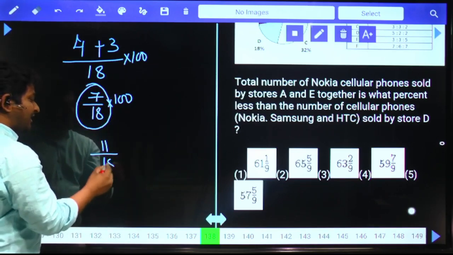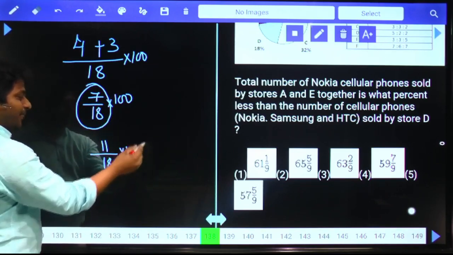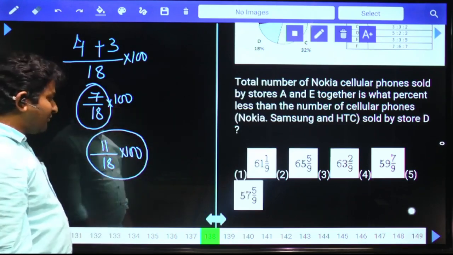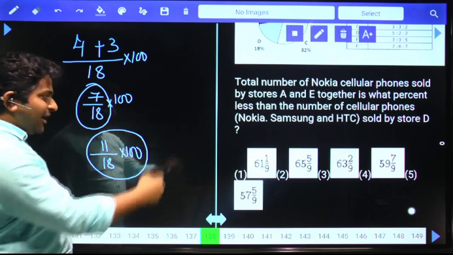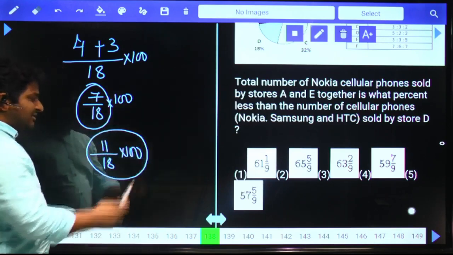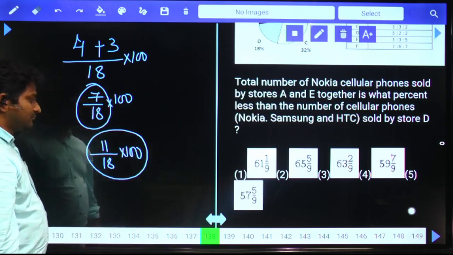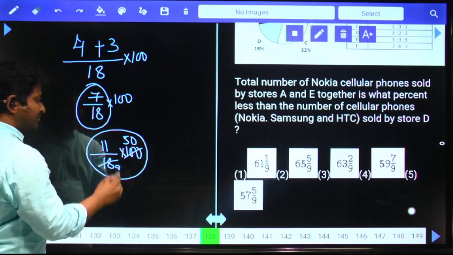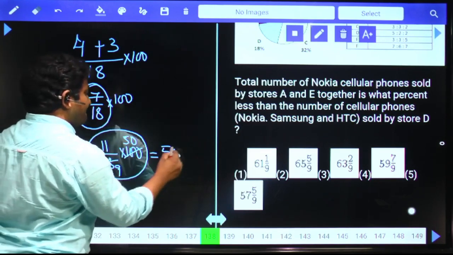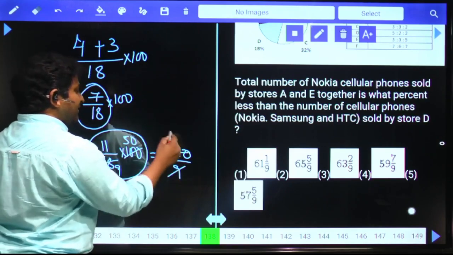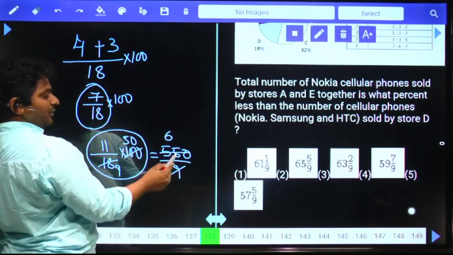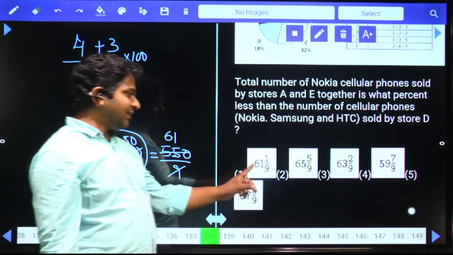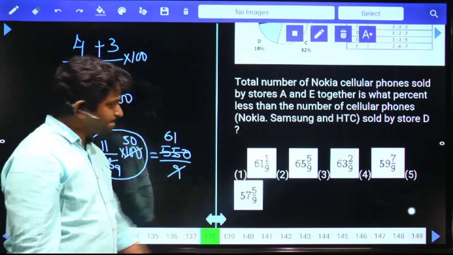11 parts out of 18 parts, percentage into 100. 11 out of 18 into 100. This is what we need to calculate. Even then we have the numerator ending with 0 only. Let me treat it as cancellation with 2, 50 times and then 9 times. 550 by 9. 9, 6 times, 54, and then you have 10, 1 time. There is only one option which is starting with 61. First option, final answer.